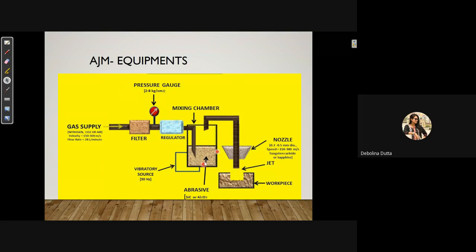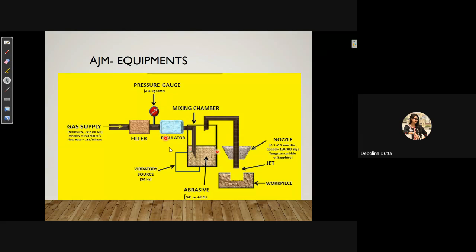Then what we require is a mixing chamber. Why is the mixing chamber needed? Because as I already mentioned, the gas is mixed with the abrasive particles. So the gas should be mixed with the abrasive particles properly, so that's why we require a mixing chamber. Later on I will tell you what kind of chamber it is, and how it is mixed with the abrasive and all.